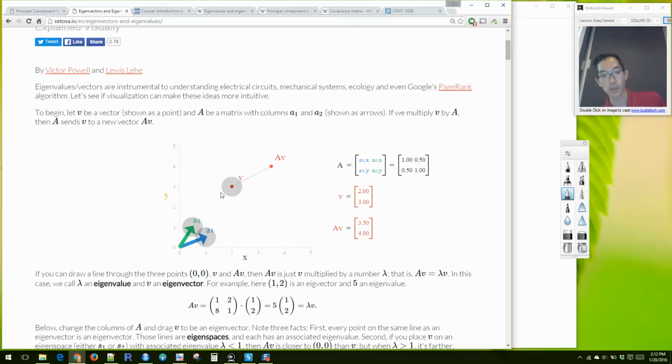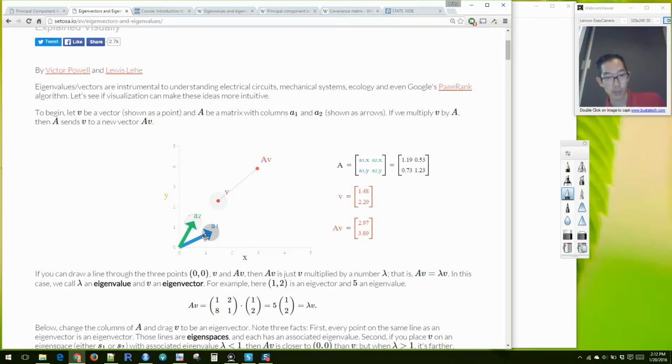And so the result of applying the matrix A, which consists of these two vectors here, is V ending up over here. So A times V causes the point to move out over here. And this is a cool little interactive thing where you can move V around and see how applying A to V changes.